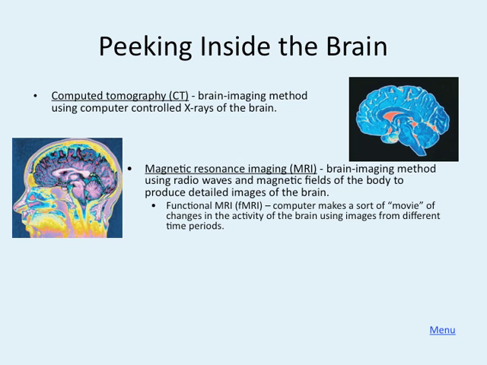Magnetic resonance imaging, MRI, is a brain imaging method using radio waves and magnetic fields of the body to produce detailed images of the brain. This is the most detailed we can see. A computer makes a short movie of changes in activity of the brain using images from different time periods. Okay, so it gives a much more in-depth view of the brain, with much more detail.